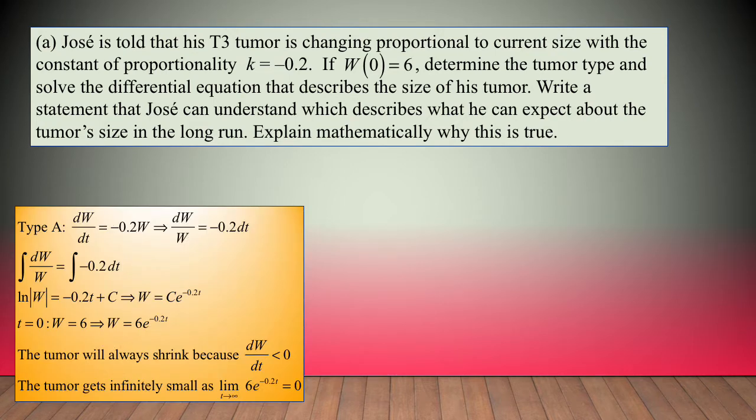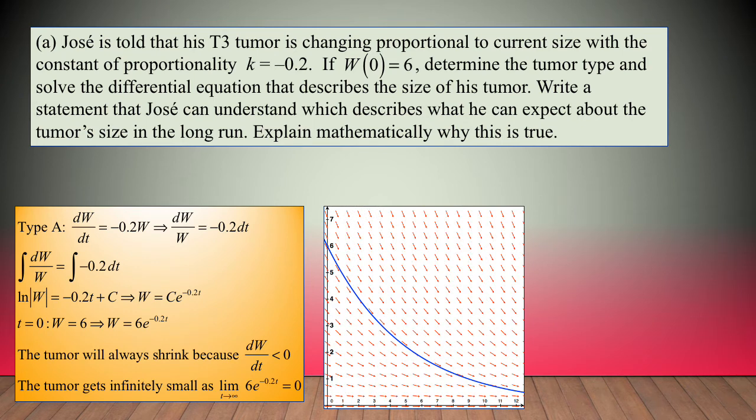This is a type A situation, as the size of the tumor changing proportional to its current size puts it in that category, and dW/dt equals negative 0.2 W. Students should know the solution to this, but we will go through the procedure. dW over W is equal to negative 0.2 dt, and then we integrate both sides, getting the natural log of the absolute value of W is equal to negative 0.2 t plus c, and W is equal to c e to the negative 0.2 t. We know that when t equals 0, W equals 6, so the solution to the differential equation is W is equal to 6e to the negative 0.2 t.